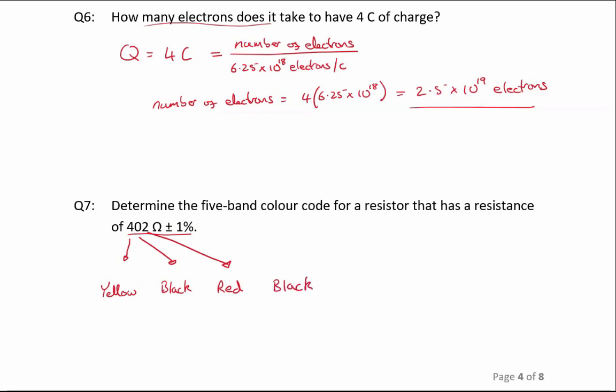And then the last color code in our 5-color code represents the tolerance. So plus or minus 1% is represented by the color brown. So just to recap, yellow represents 4, black represents 0, red represents 2, black represents the multiplier 10 to the power of 0, which is 1, and brown is the plus or minus 1%.